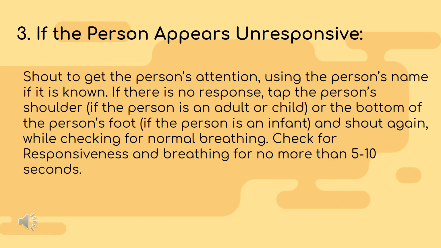Number 3. If the person appears unresponsive, shout to get the person's attention using the person's name if it is known. If there is no response, tap the person's shoulder if the person is a child or adult, or the bottom of the person's foot if the person is an infant, and shout again, while checking for normal breathing. Check for responsiveness and breathing for no more than 5 to 10 seconds. This ensures that the correct priority is given to your call. You should summon an ambulance in either case if the patient is unconscious.